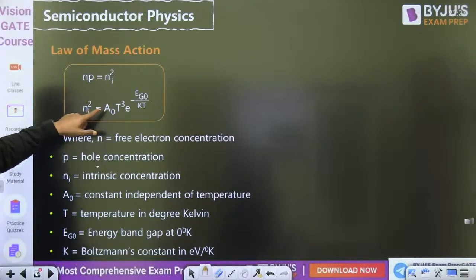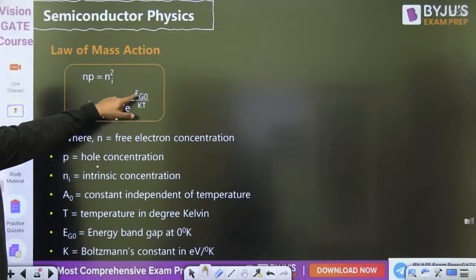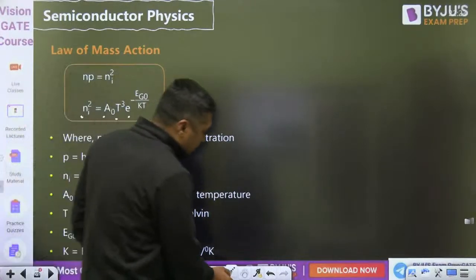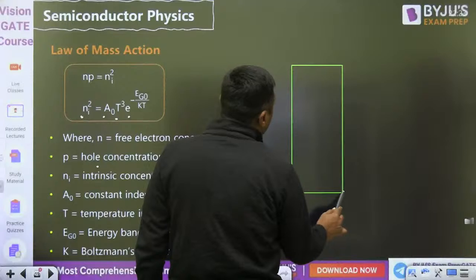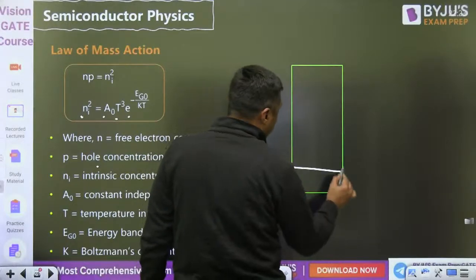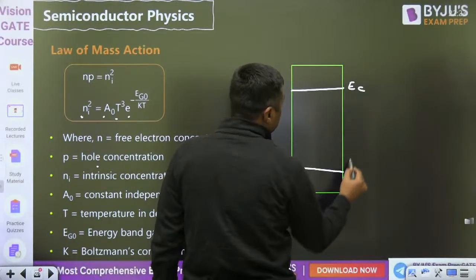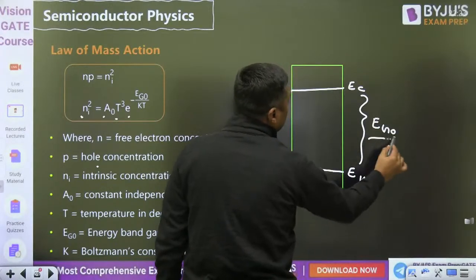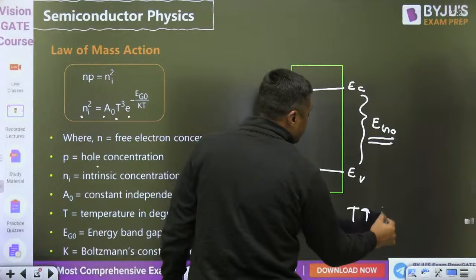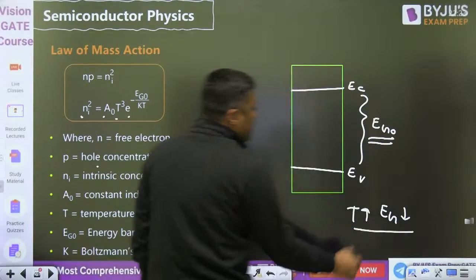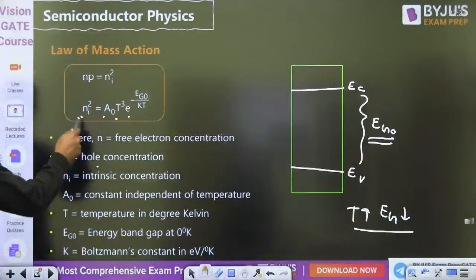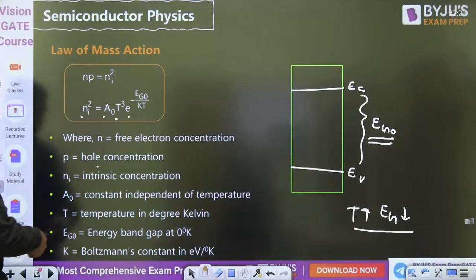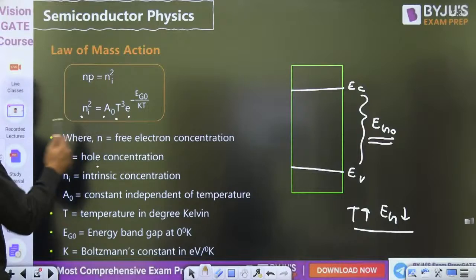What is ni square? It is equal to A0 T cube e raised to power minus Eg0 by kT. Eg0 is the band gap at 0 degree Kelvin. When temperature increases, this also decreases. This is called the band gap, the forbidden energy band gap at 0 degree Kelvin. When temperature increases, Eg decreases. And this is the formula for ni square. A0 is a constant independent of the temperature, k is the Boltzmann constant, and so on.